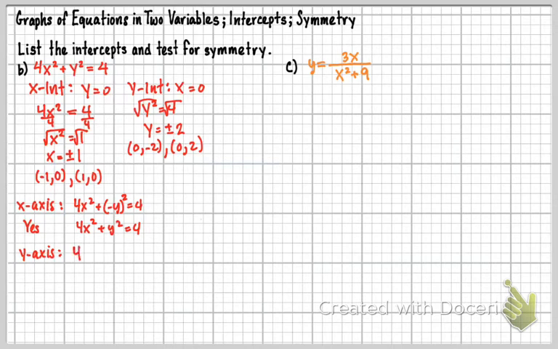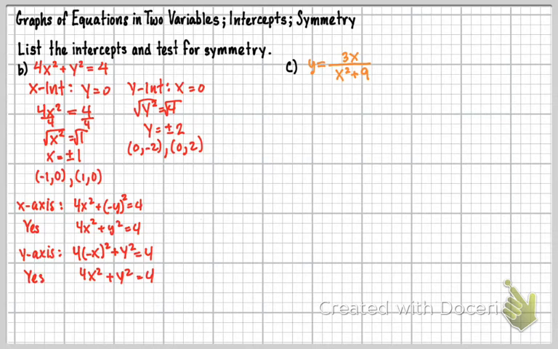So for our problem, I would get 4 times negative x squared plus y squared equals 4. So then negative x times negative x is positive x squared. So this is really 4x squared plus y squared equals 4. And you realize that's exactly the same as the original. So that tells me then that yes, it's symmetric about the y-axis.